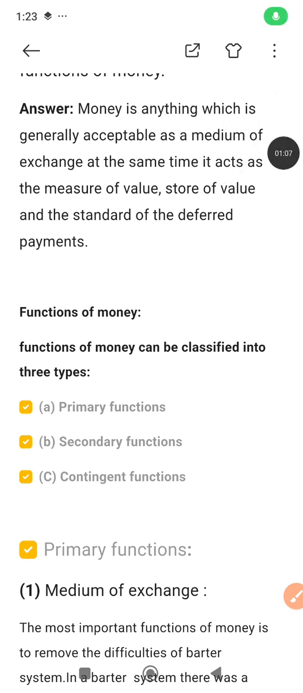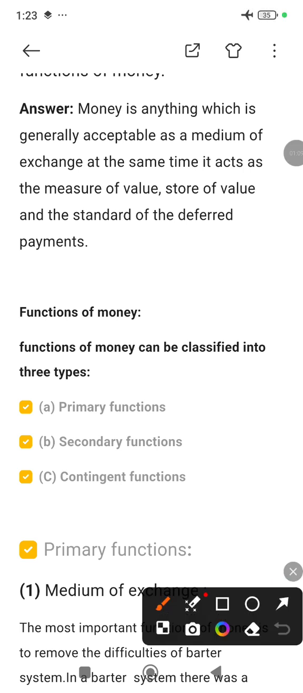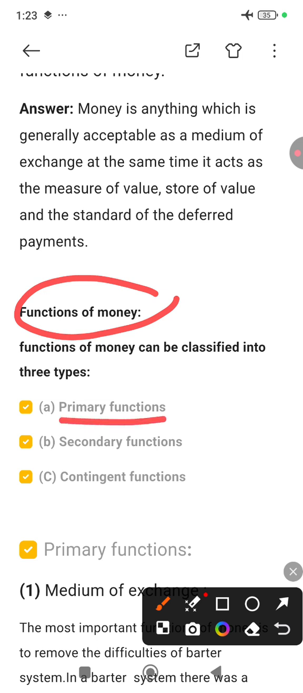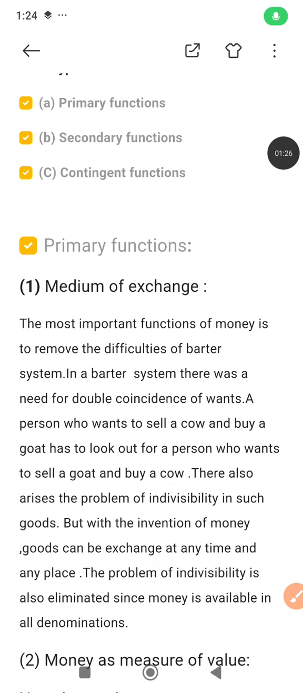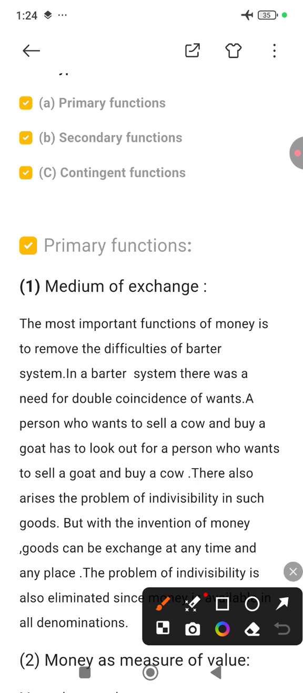Now I am going to explain the various functions of money. We know that the functions of money can be classified into three types. First one is the primary functions, second one is the secondary functions, third one is the contingent functions. Okay, so now I am going to explain each and every function of money briefly. So first one is the primary functions.